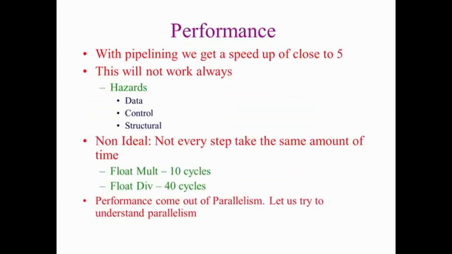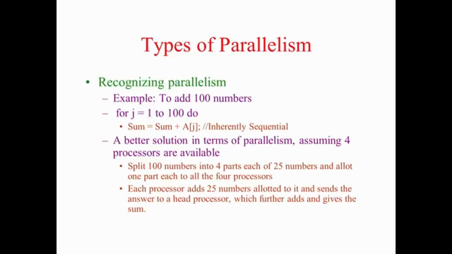The performance actually comes because of some amount of inherent parallelism that exists among the instructions, and we will try and understand what those parallelisms are. We have already seen this type of parallelism, correct? This is called SIMD. Suppose I have 100 numbers and I have 4 processors. One way is j equal to 1 to 100, sum equal to sum plus a[j], which is an inherently sequential process. But if I have 4 processors, the best solution is to split the 100 numbers into 4 parts, each of 25 numbers, allot one part to each processor and ask all the processors concurrently to add the parts assigned to them.